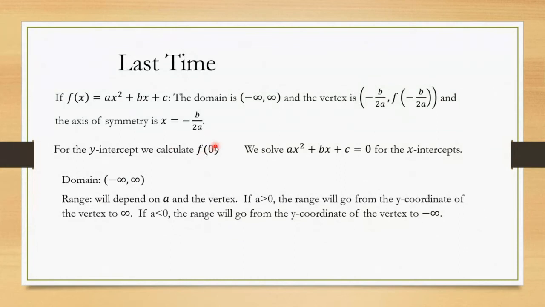And remember, with the axis of symmetry, the idea is that if you were to take the graph and fold it about the axis of symmetry, both halves of the graph would line up exactly. They would overlap, in other words.